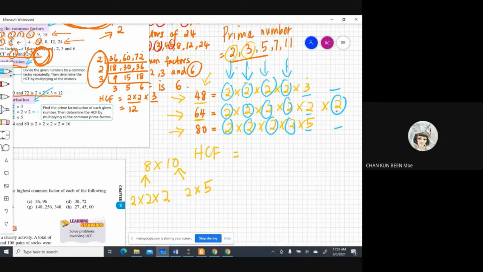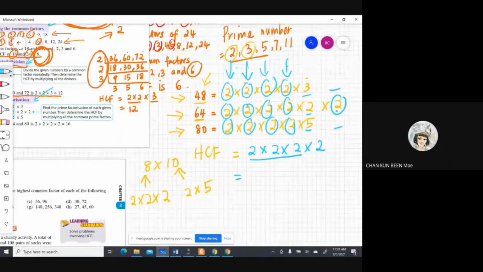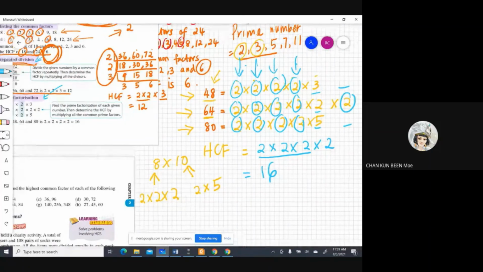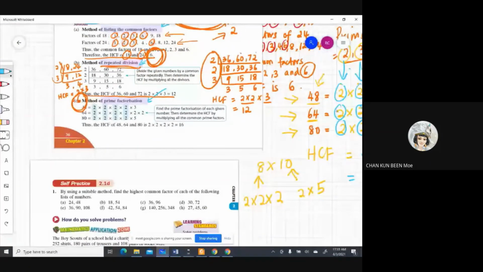Therefore, the HCF is equal to 2 times 2 times 2 times 2. 2, 2, 2 is 8. 8 times 2 is equal to 16. So you can check with the answer that is given. The HCF of these three numbers is 2 times 2 times 2 times 2, equal to 16.